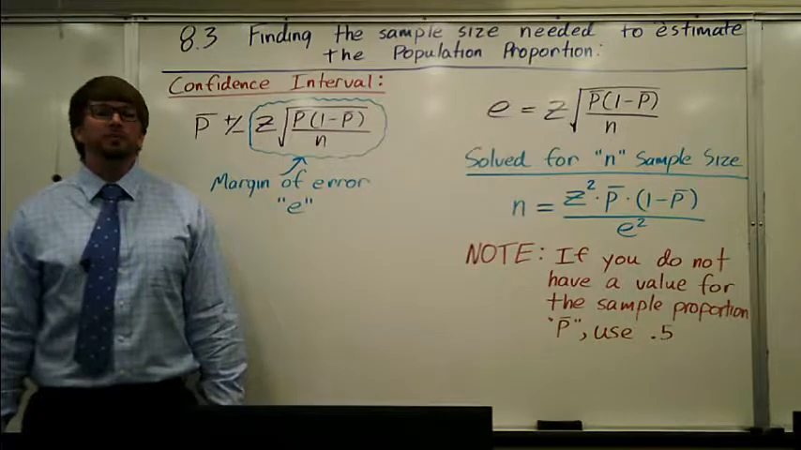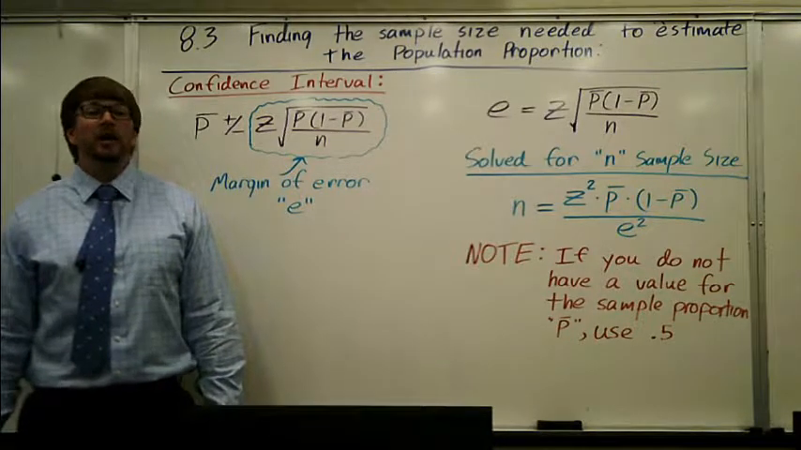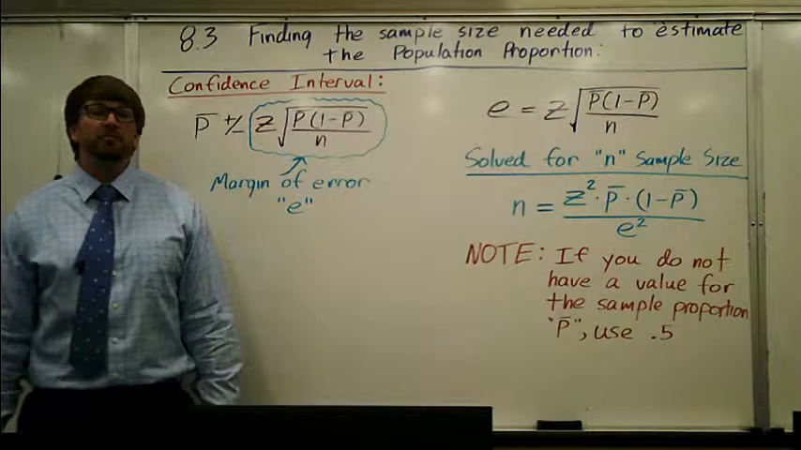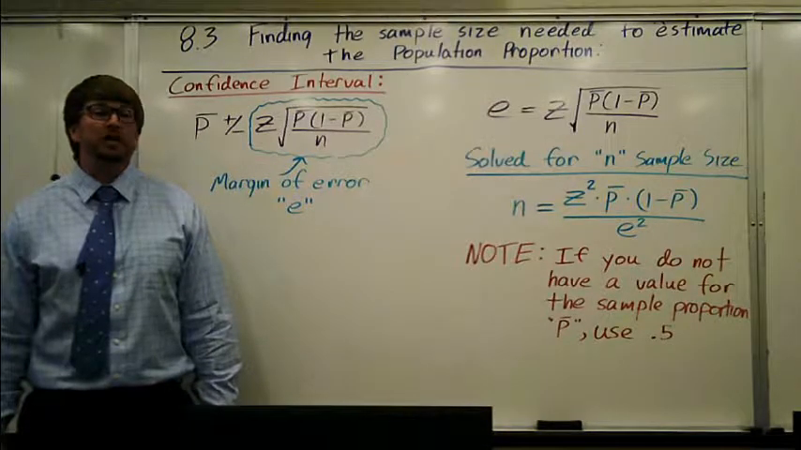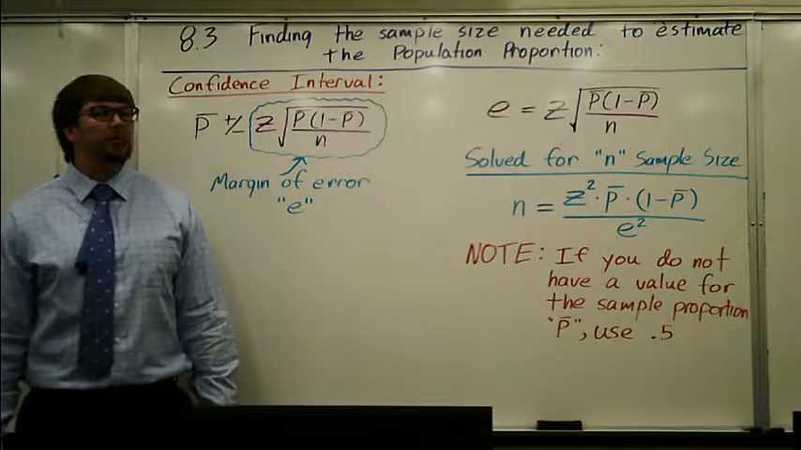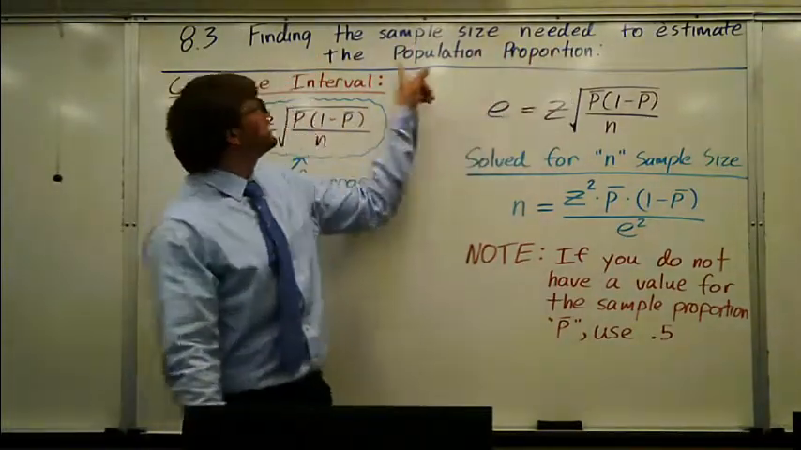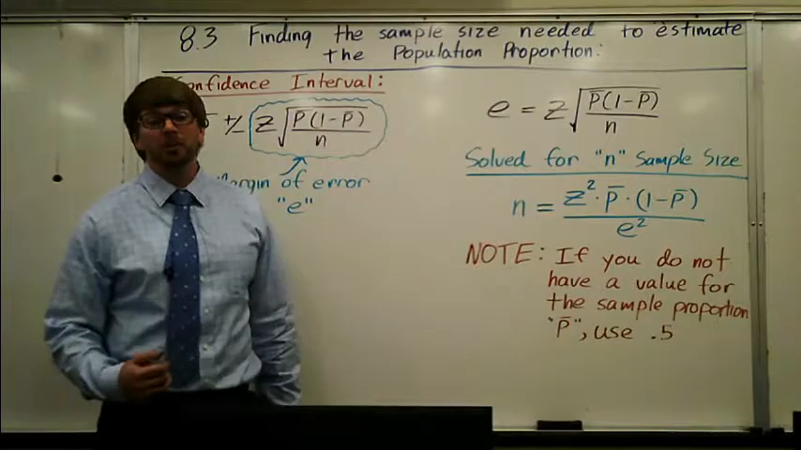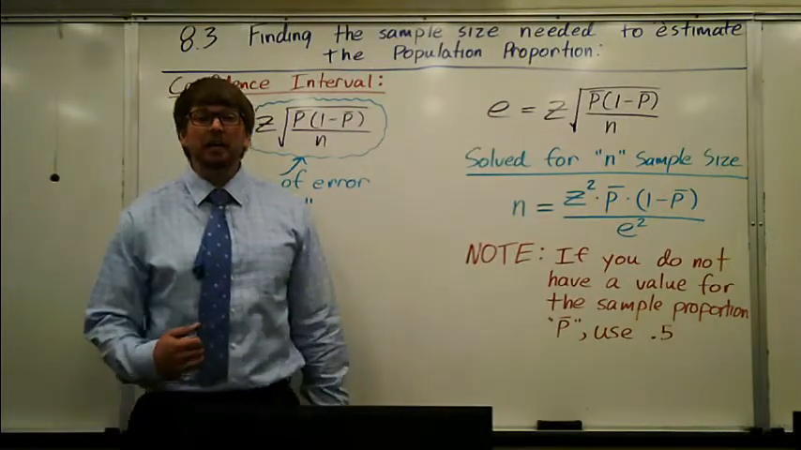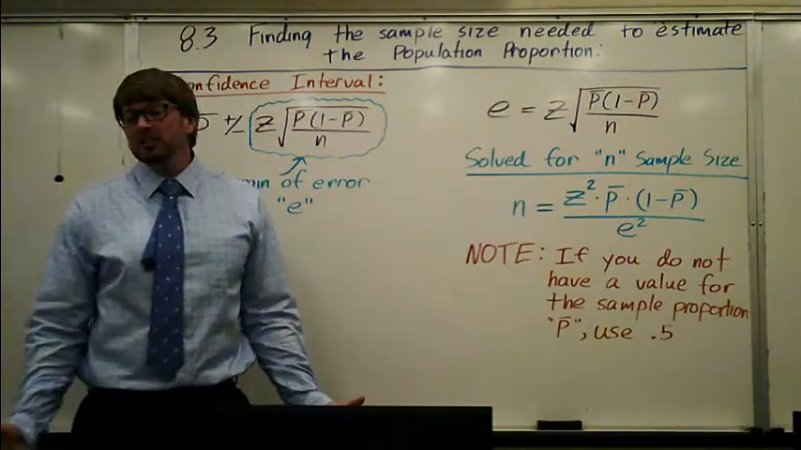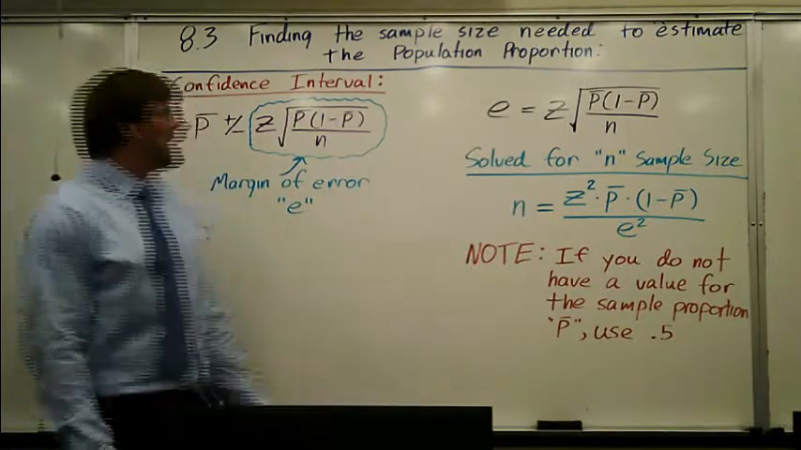Alright, so the first part of chapter 8.3 was calculating a confidence interval for a population proportion. Now, the second part of chapter 8.3 is finding the sample size needed to estimate the population proportion, basically given a desired margin of error. So this is basically the same thing we did before.